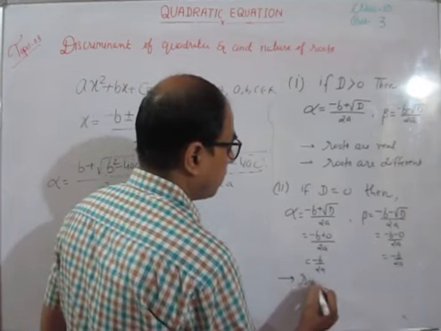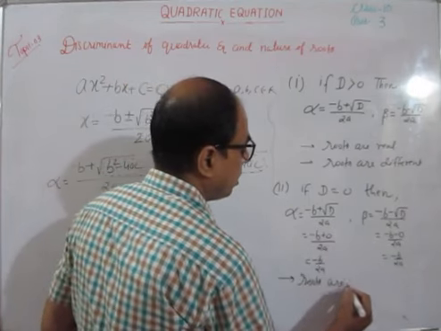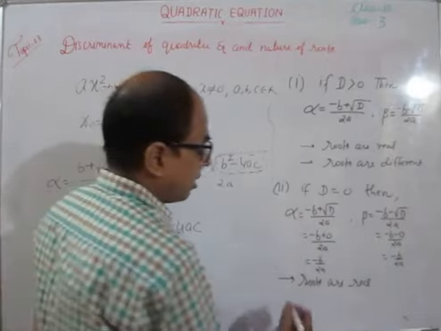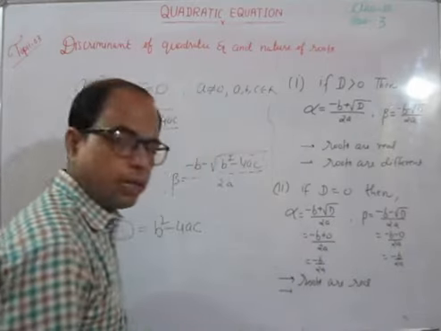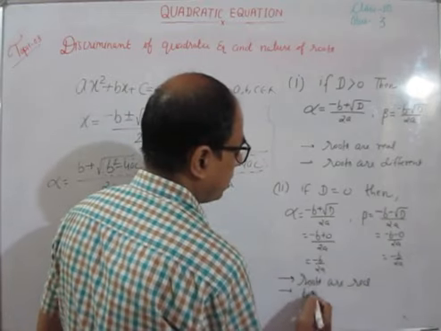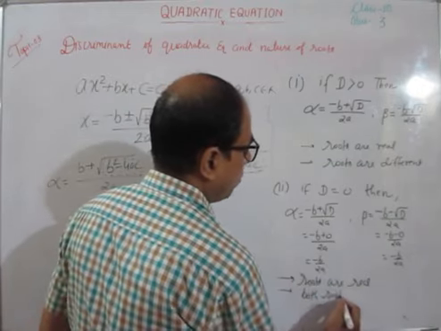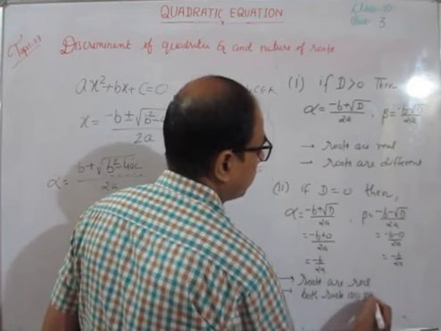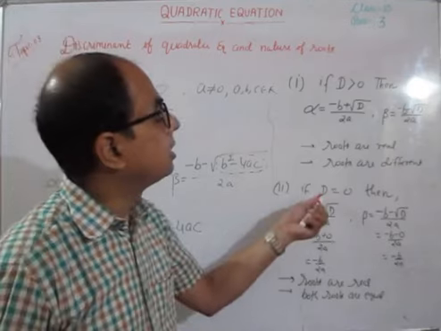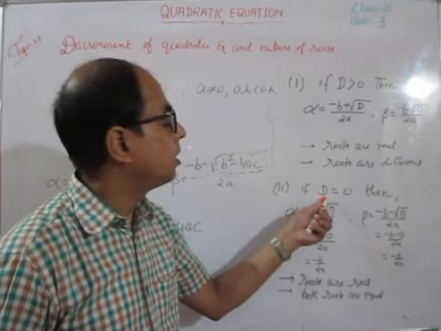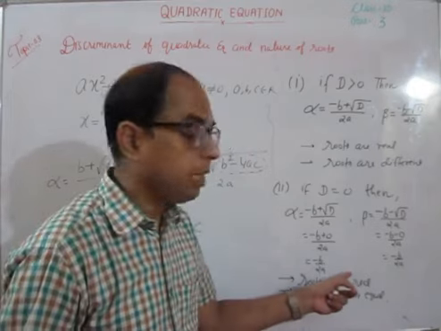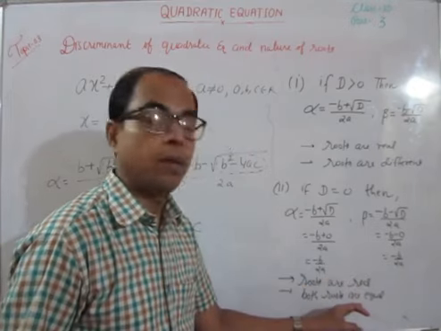Roots are real. Both roots will be real, and second, both roots are equal. You can see both roots are equal. So in this case, when the discriminant is 0, clearly, you will get two roots which are real and equal.